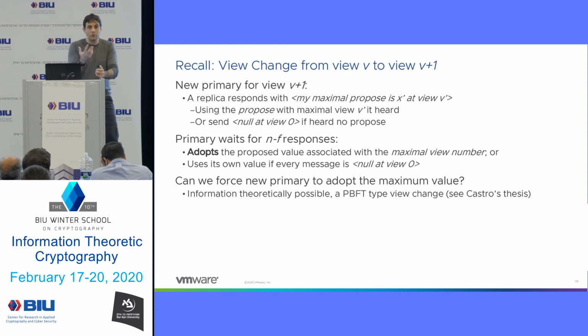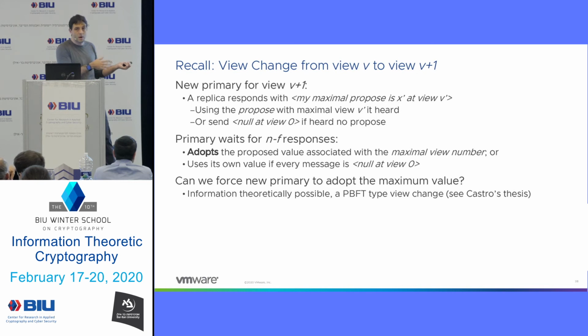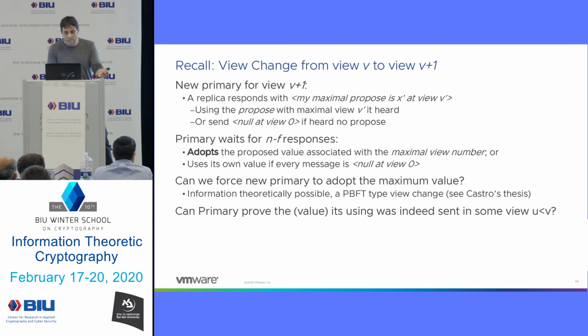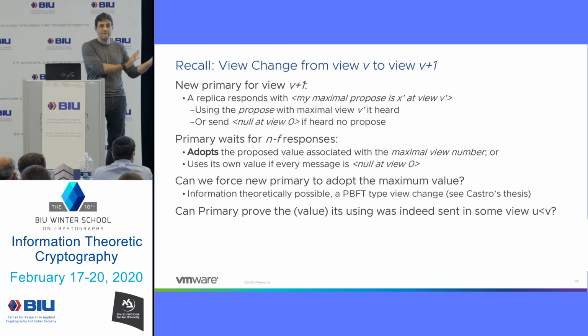If you have cryptographic tools, you would basically give maybe a zero knowledge proof that you've chosen the maximum among all the messages that you've received. There are also ways to do this in an information theoretic way, and this is kind of Castro's thesis. But we're going to take a different path, which is just to prove that this value that the primary is using now is a value that some old primary has already used. So I'm not going to prove to you that it's the maximum one. I'm just going to prove to you that it's some value that was sent in a previous view.